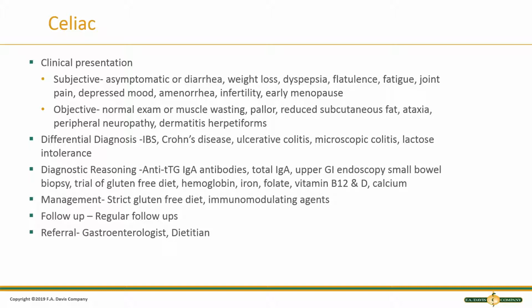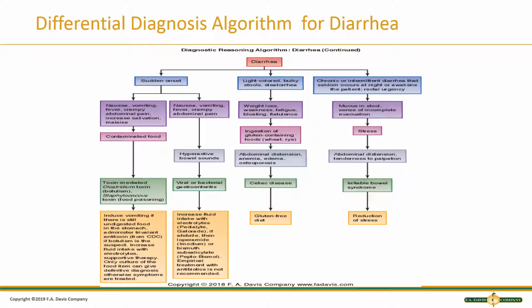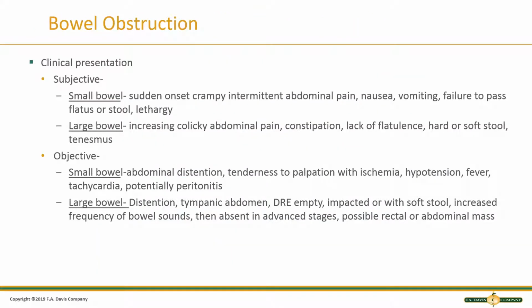Referrals should be made to a GI for definitive diagnosis and a dietitian to help develop a strict gluten-free diet. Refer to this chart on page 537 to help with differentials presenting with diarrhea. This slide will help you note the difference in presentations for both small and large bowel obstructions.